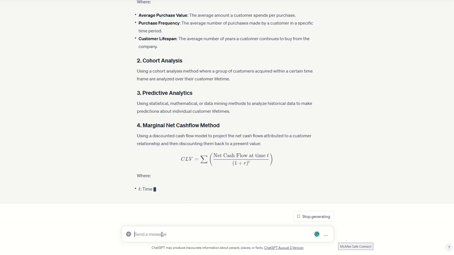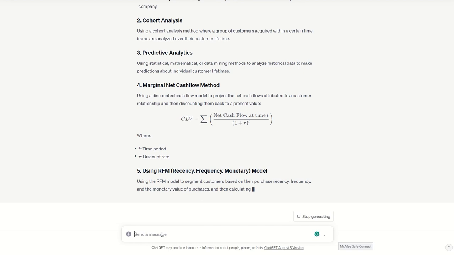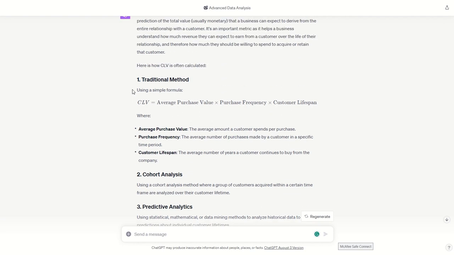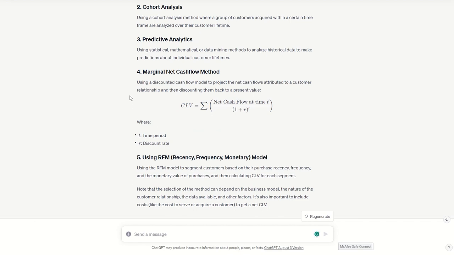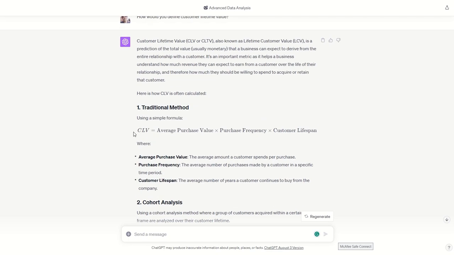That's interesting. It's funny that it's treating these as kind of distinct methods. I'm not sure that the cohort method would be mutually exclusive from the traditional method. Now this is a pretty poor definition, if I must say. This also is giving us very little detail. It's kind of strange to call these CLV calculations.